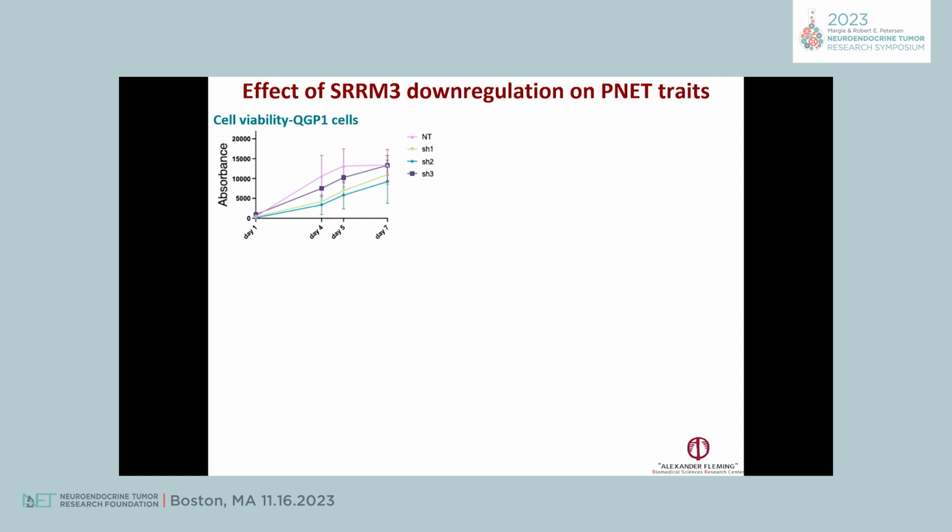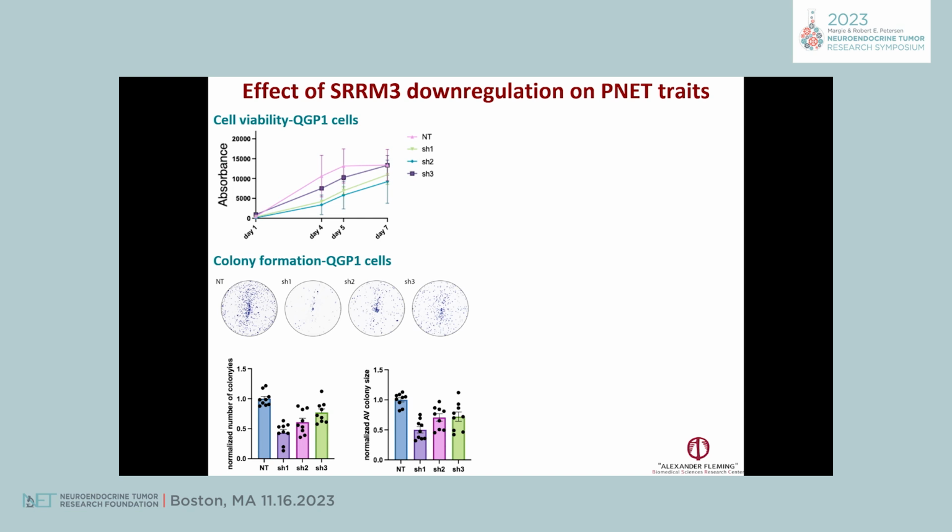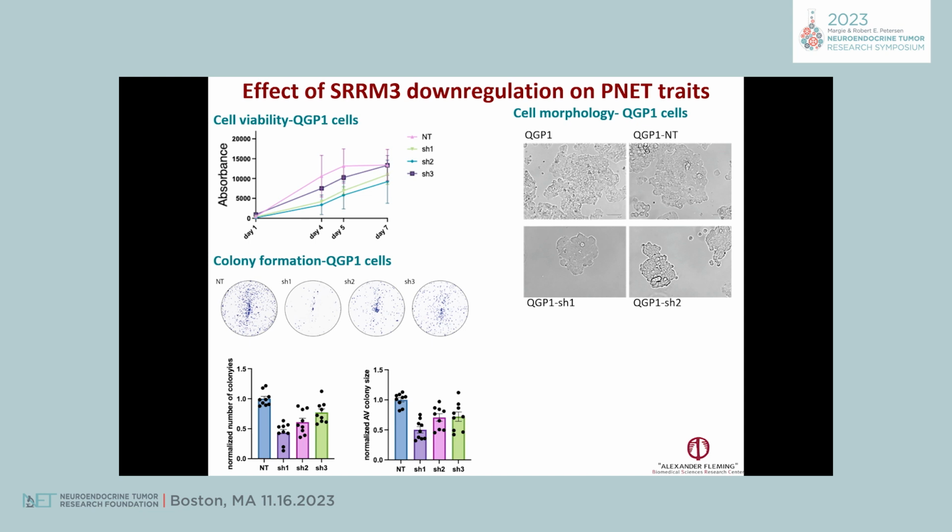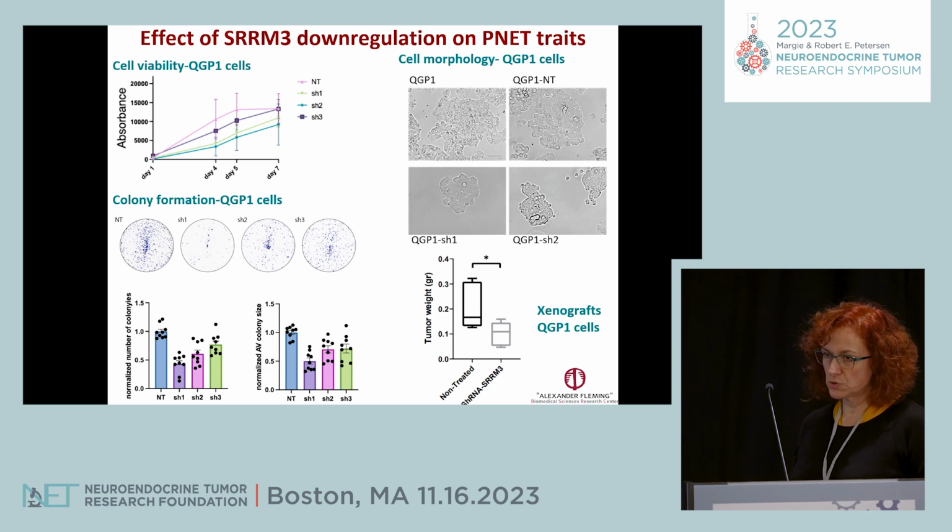And for that, we used the QGP1 cells treated with shRNA specific for SRRM3 or not treated, and we performed cell viability assays. The better the downregulation was, the worse it was for the cells' viability. We also performed colony formation assays, and saw a reduction in colony number and area when we had downregulated SRRM3. And of course, the morphology of the cells also changed upon downregulation of SRRM3. We did not have such large spheres being formed. And when we used these cells in xenografts, we could detect a reduction of tumor size.